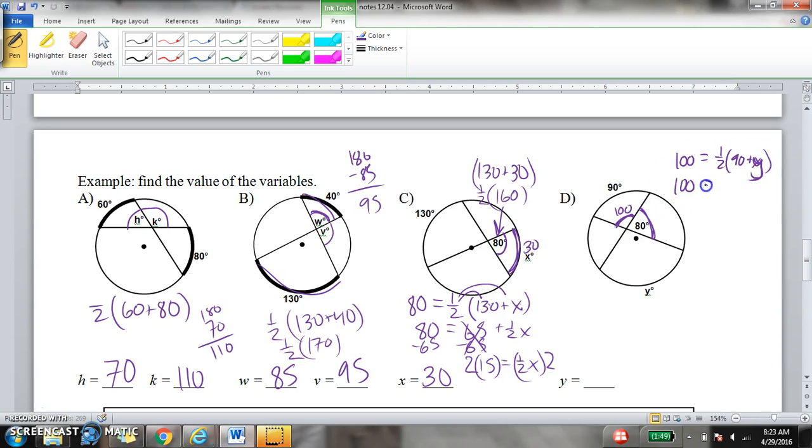All right, so we've got 100 equals half of 90, which is 45, plus half of y when we distribute the 1/2. Subtract the 45, we get 55 equals 1/2 y. So we multiply it by 2 to cancel out the 1/2. 2 times 55 leaves us with 110.